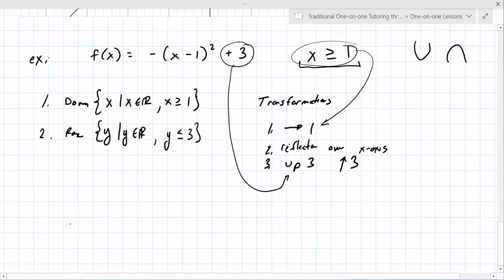Okay, so I mentioned that starter point. In this case, the starter point is the vertex because it's a quadratic. Can you tell me the starter point for this one?